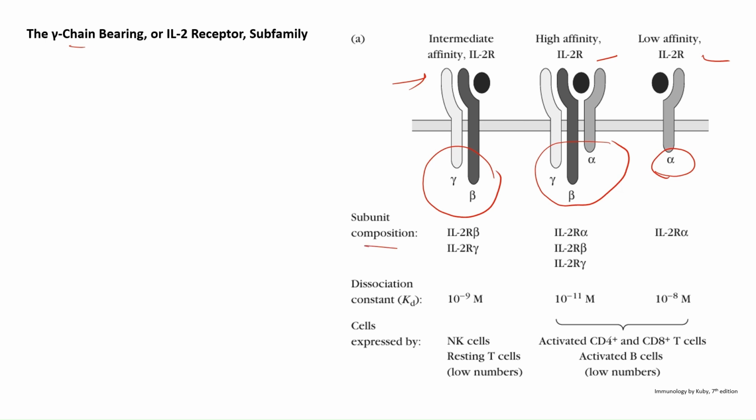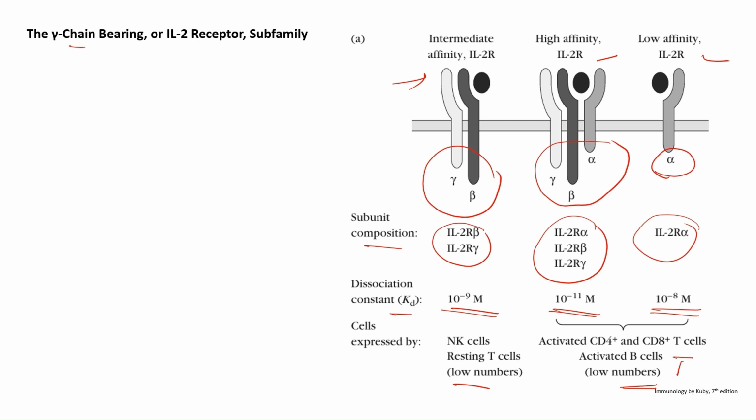Now coming to the subunit composition, here it is beta and gamma, here it is alpha, beta, gamma, and this is only alpha. For the dissociation constant, you can see 10 to the power minus 9 here, intermediate 10 to the power minus 11, high 10 to the power minus 8, the low. The cells that express these are NK cells and resting T cells. These two are expressed by activated CD4 plus and CD8 plus T cells, that means TH and TC cells, and also in activated B cells.